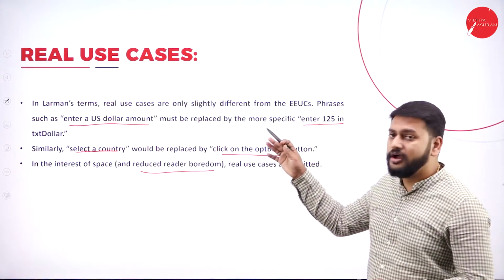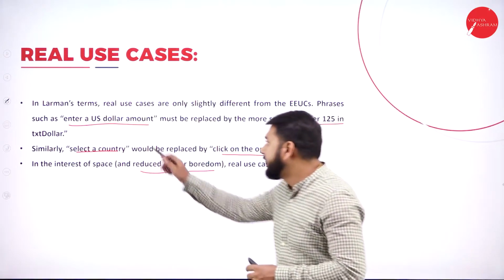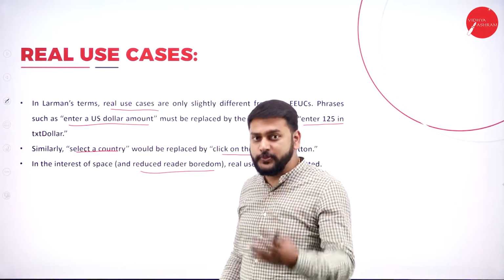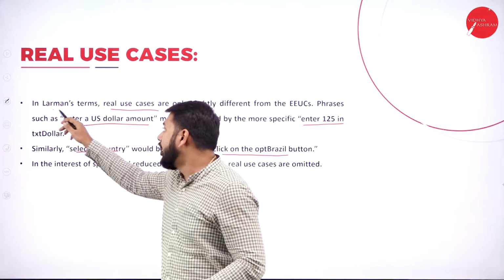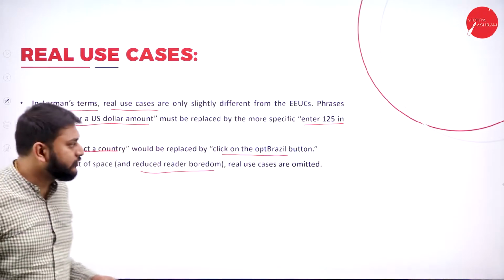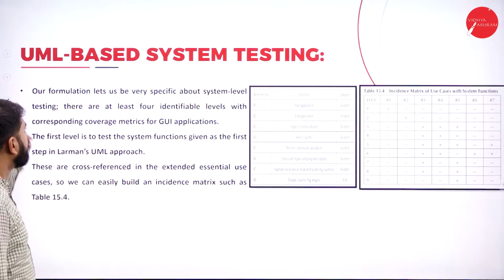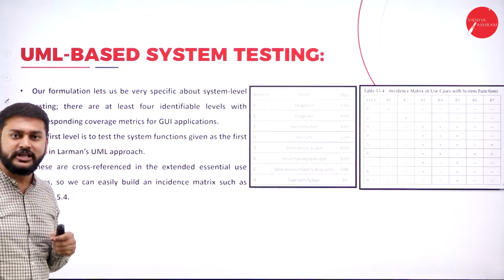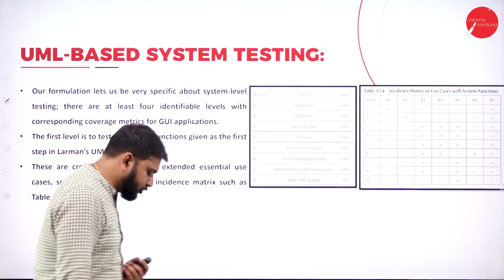That's the main difference, or the main observation, that you have to make about the real use case with respect to the normal use case. This real use case is with respect to Larman's terms, is what you need to observe. Fine, this is what you need to understand with respect to real use cases. Moving forward to the next important thing, UML-based system testing. When it comes to UML-based system testing, I will be speaking with respect to Larman's approach.